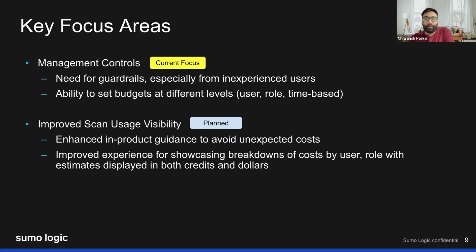We want to start having more in-product guidance to nudge you on where to optimize your queries as well as run your budget more efficiently, as well as give you a much more comprehensive experience in showing your breakdowns by cost, giving you more analytical ability and more forecasting ability, so that you are always in touch with and in control of your budget with Sumo. So if you go to the next slide.